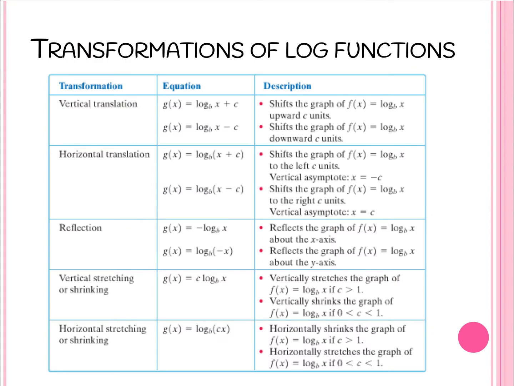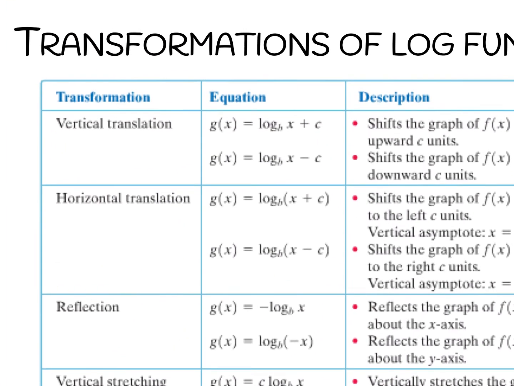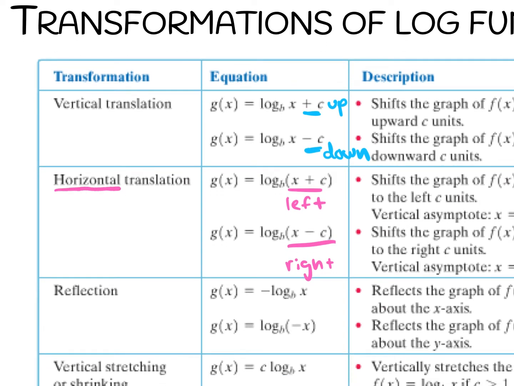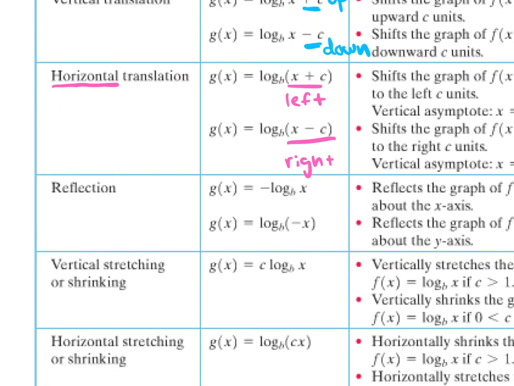This slide talks about the transformations. The same type of transformations apply to our log functions as our exponential. When you're adding or subtracting outside, that's a vertical shift. So when you're adding, we go up. When you're subtracting, we go down. When you're adding or subtracting directly to the x, adding means that we're going to go to the left. Subtracting means that we go to the right. So when you're directly applying to the x, it's a horizontal translation.